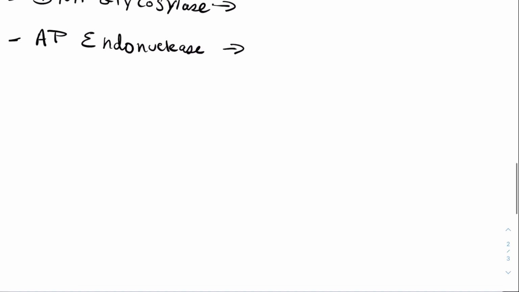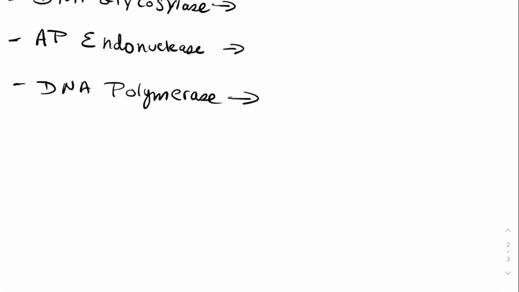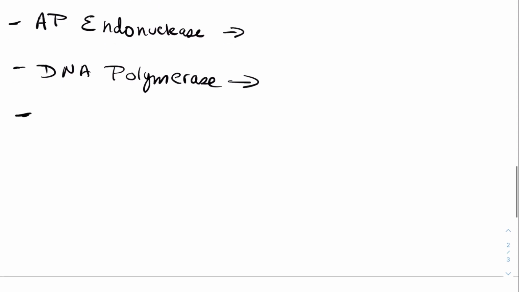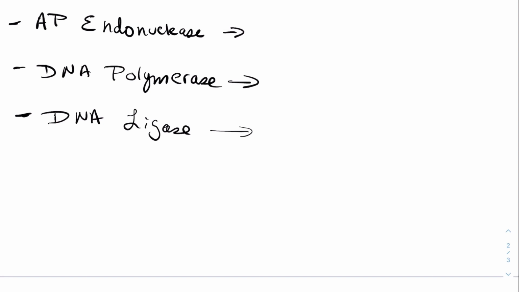The next one is polymerase. What does polymerase do? It inserts the base that's missing. The last one is DNA ligase, and if you remember, ligase just ends up sealing the nick.